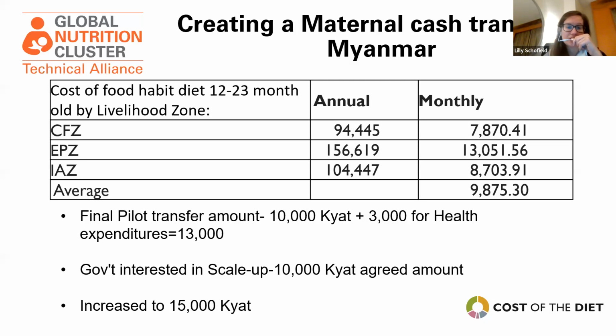We got some good interest from the government, and it was interest to scale the program. It got scaled up at a level of 10,000 kyat because that was a nice round amount. There was a variety of reasons for that, but around 10,000 kyat. And then that was later increased to 15,000 kyat. Next slide, please.